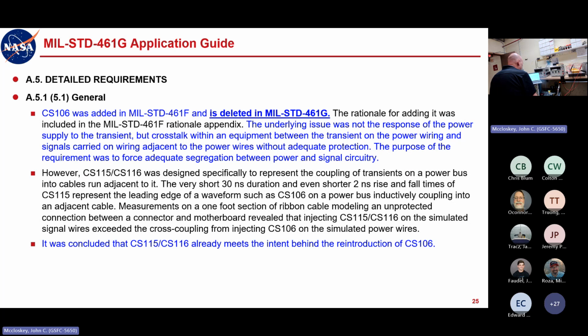sometimes I see people put in test plans that they want to do CS106, I think maybe some desire to appear to have consistent nomenclature with MIL-STD-461G based tests. Please don't do that. If you're doing CS106 and you're applying a 10 microsecond pulse, please don't do that. CS106 means a 5 microsecond pulse, and there's no reason to apply it.